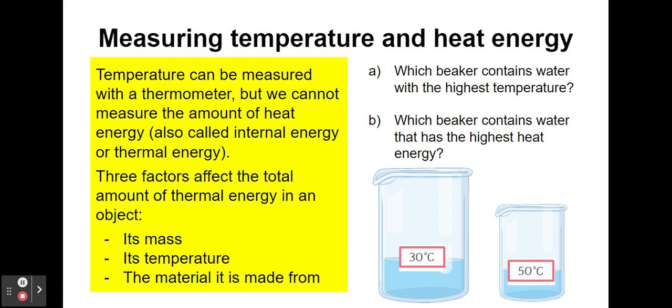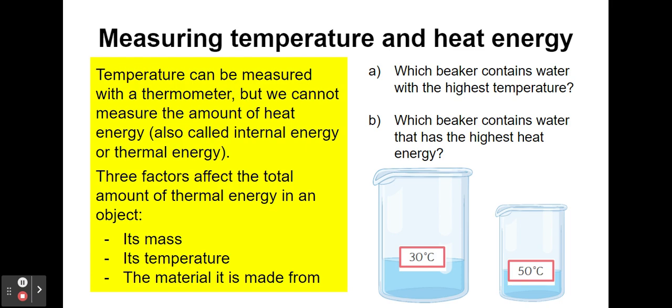So for example, let's look at this question on the right. Which beaker contains water with the highest temperature? We've got two beakers here, a large one at 30 degrees and a smaller one at 50 degrees. And remember we said temperature we measure in degrees Celsius. So 50 degrees is a bigger number than 30, so we can say that the beaker on the right is going to have water at the higher temperature.